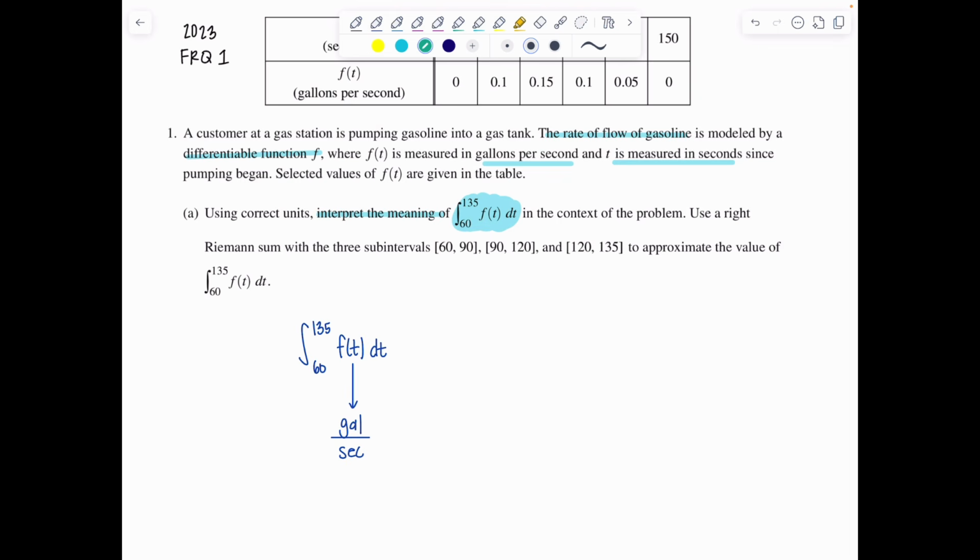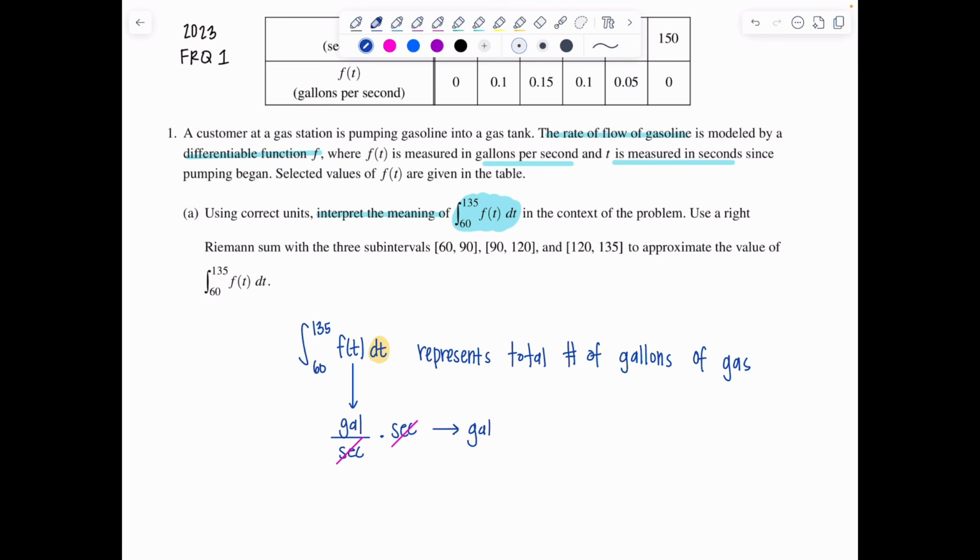Then when you're integrating, you're multiplying, right? By little increments of dt, delta t. So what is t being measured in? t is measured in seconds. So if I take the product of gallons per second and seconds, notice, just good old dimensional analysis from chemistry, the seconds cancel out and I'm left with gallons. So that should be already a clue as to what this definite integral represents. It represents the number of gallons, right? The total number of gallons of what? In this case of gasoline, pumped into the gas tank.